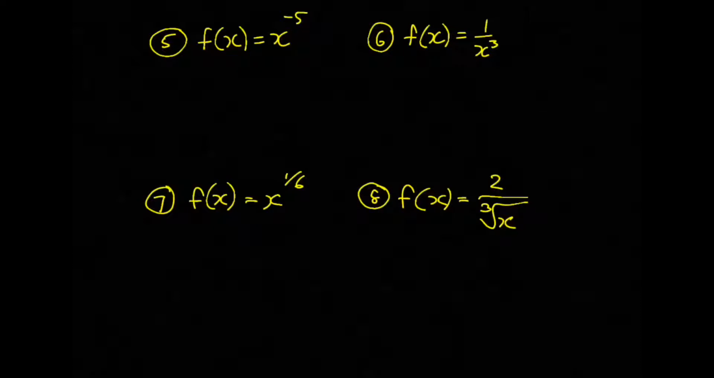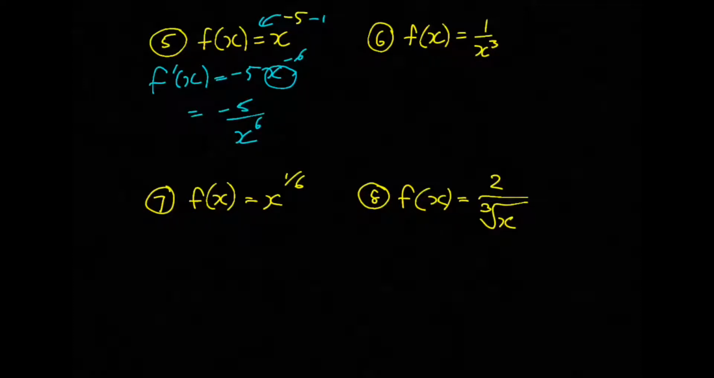Okay, part 5, so we've got a negative 5 up the top here. We just bring that down as normal. So f dash of x is equal to negative 5x, and we're still subtracting a 1, so it's to the negative 6. Now we don't want to leave it to the power of negative 6, because this is actually a denominator. It's like saying 1 on x to the 6. So we finish off by saying on x to the 6.